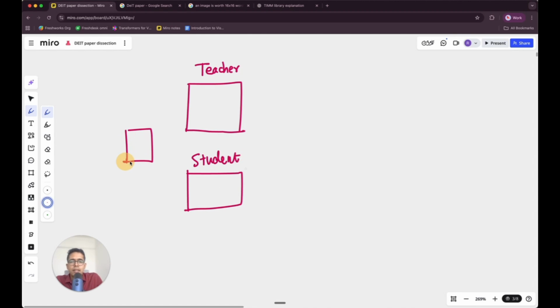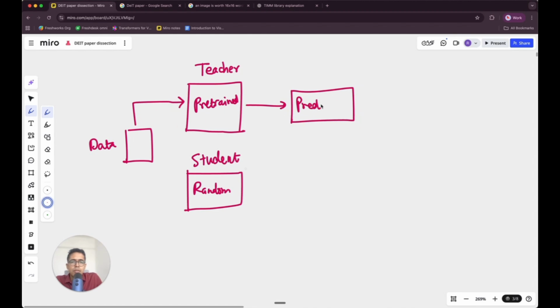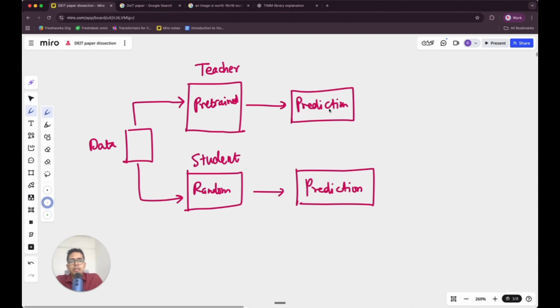Then you will have a dataset. And this dataset is primarily used for training the student. So what is done is, this is randomly initialized. This is pre-trained. Then this data is passed through the pre-trained teacher to produce a prediction. This prediction will be based on a softmax probability distribution. Then this data is also passed through the student to produce a prediction. So now this is the student's prediction and this is the teacher's prediction.